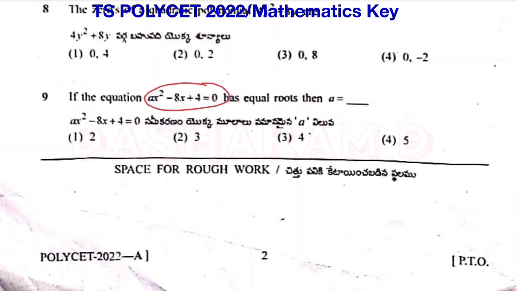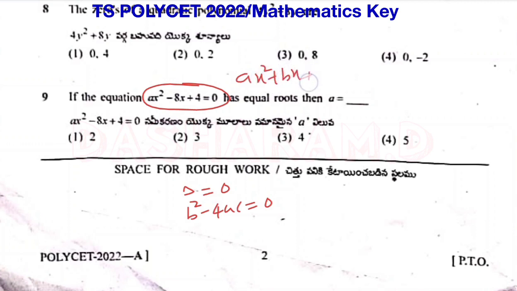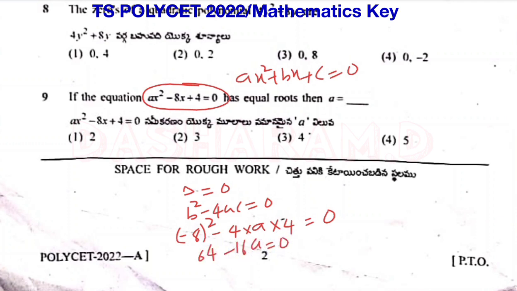So it is a quadratic equation. When the quadratic equation roots are equal, the discriminant value will become 0. What is the discriminant? b square minus 4ac equals 0. Comparing this quadratic equation with ax square plus bx plus c equals 0, the b value is minus 8. So minus 8 whole square, 4 into a, and c value 4, equals 0. Minus 8 whole square is 64, and 4 into 4 is 16a, equals 0.